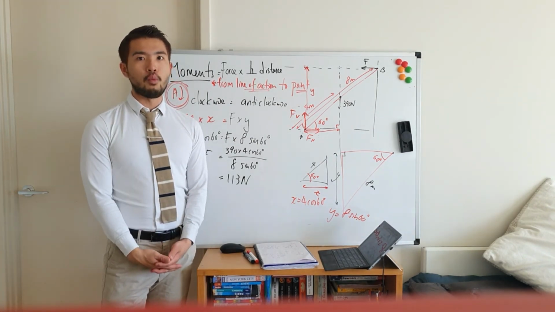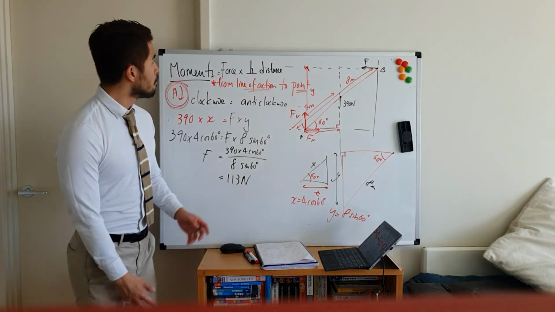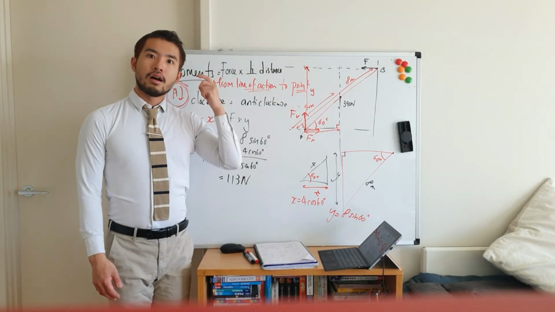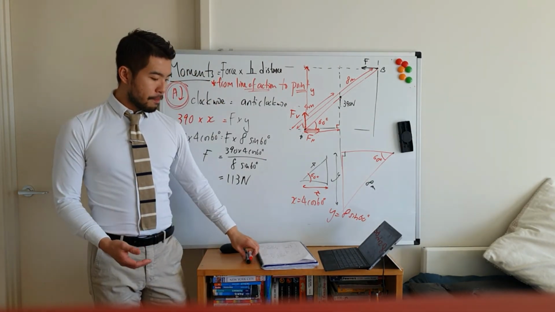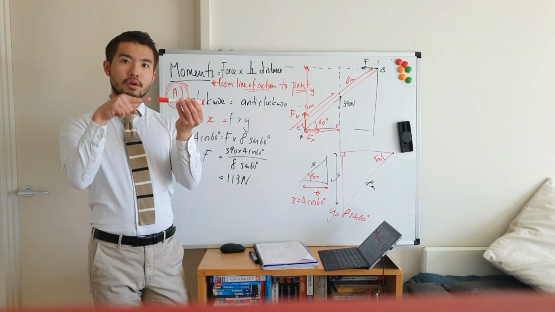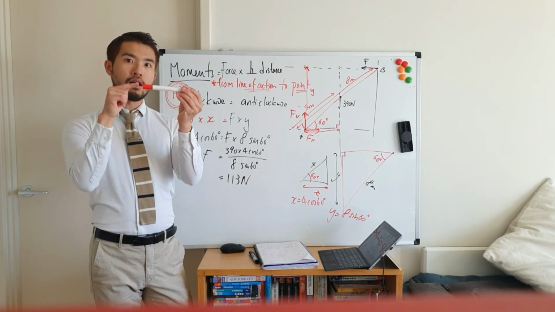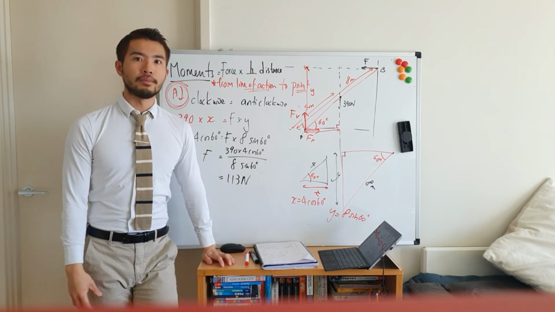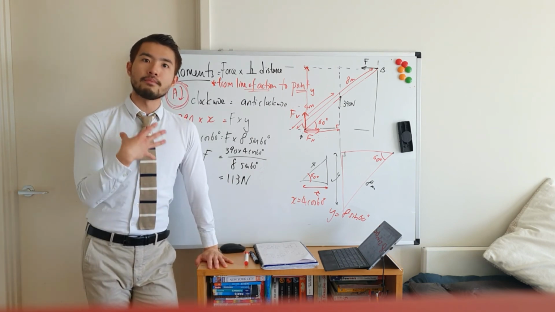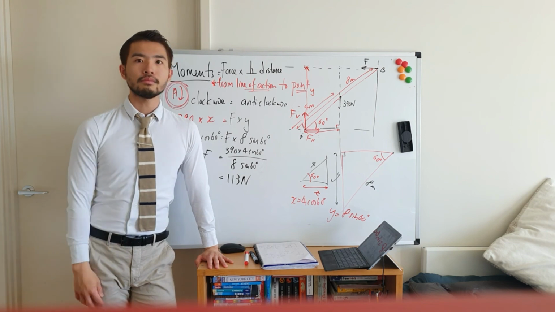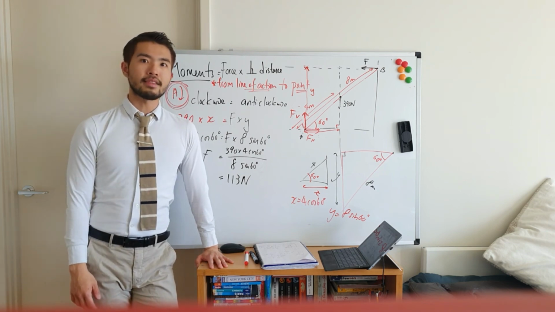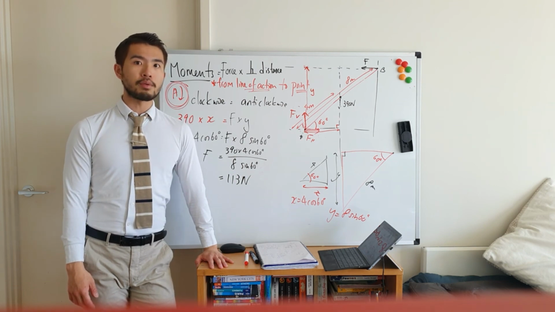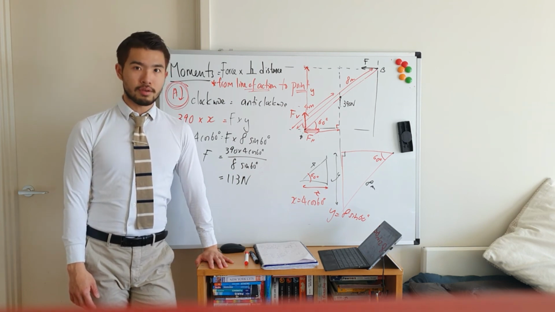Let's recap what we have learned. Moment is force times distance from the line of action to the point. If you apply a force this way, it's not going to turn the rod. Where do you take moments from? You take moments from the place with the most amount of unknowns. We also know that the sum of clockwise moments is equal to the sum of anti-clockwise moments at any point.